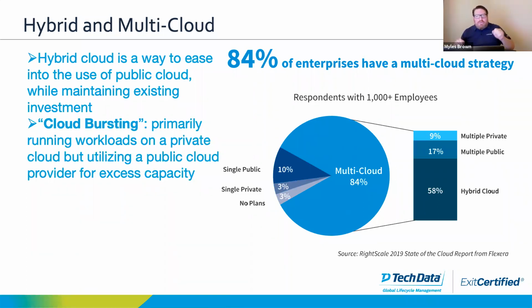And you also hear of this term cloud bursting, where people say, I'm primarily running workloads on my private cloud, but I'm utilizing a public cloud provider for excess capacity. And a great example of that is Zoom, right? Zoom has all their own data centers, but when it gets busy, they go into both Azure and AWS now. You can imagine that over the last month, they've had to do that quite a bit. I've been so impressed with Zoom, though. We've been using Zoom since it first came out.